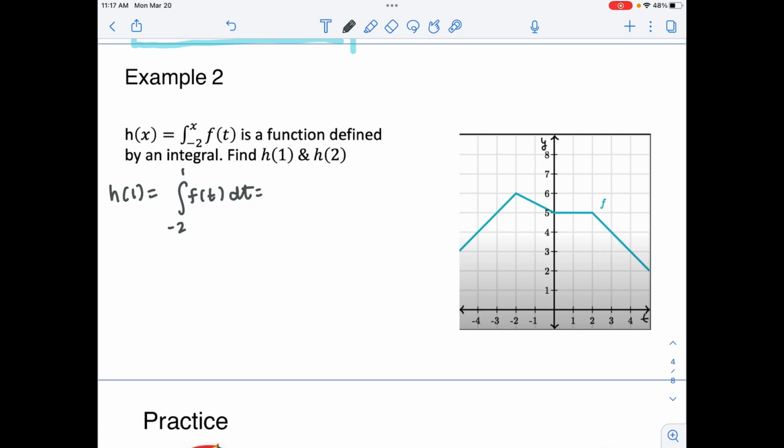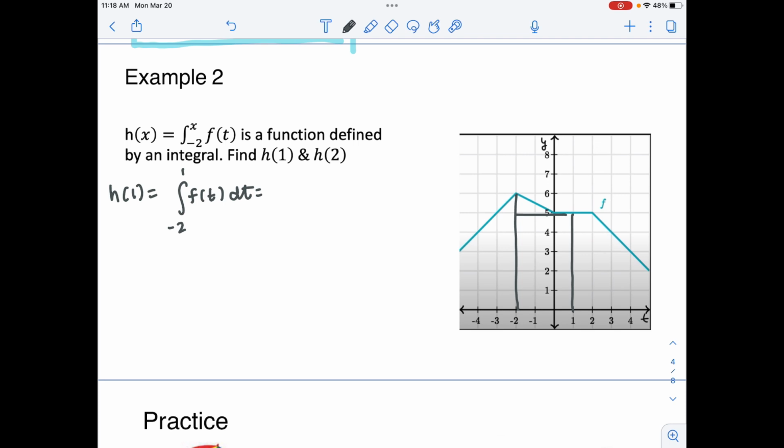And so what this is telling me now is that h of 1 is the integral from -2 to 1. So it's the area under the curve from -2 to +1. So that's this area right here. And as I look at this, I see that there are two shapes. I see a shape that's a rectangle, and then I see a shape that's a triangle. And both of those shapes, I am capable of finding the area.